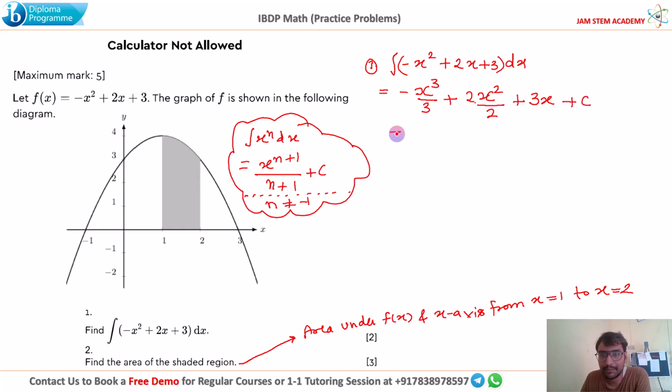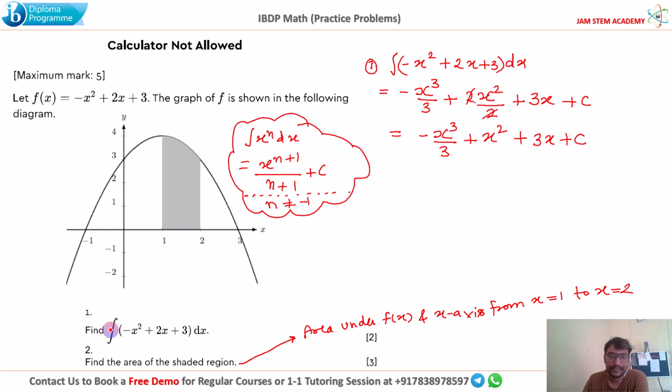You can simplify it further, which gives me negative x cubed divided by 3 plus 2 cancelled, which gives x squared plus 3x plus c. Okay, this is my answer for the first part.